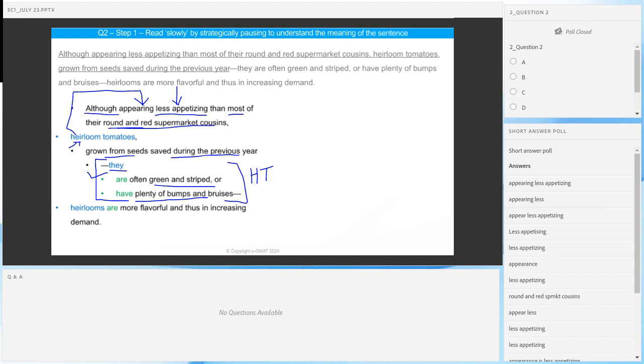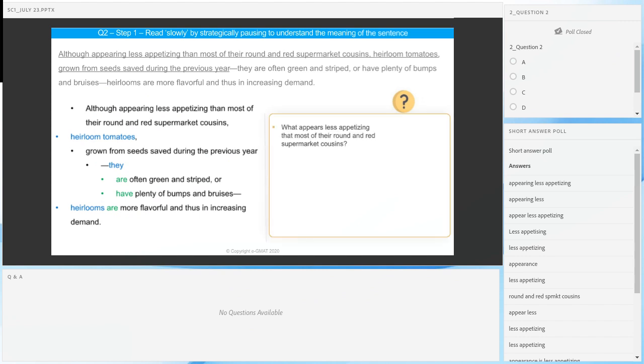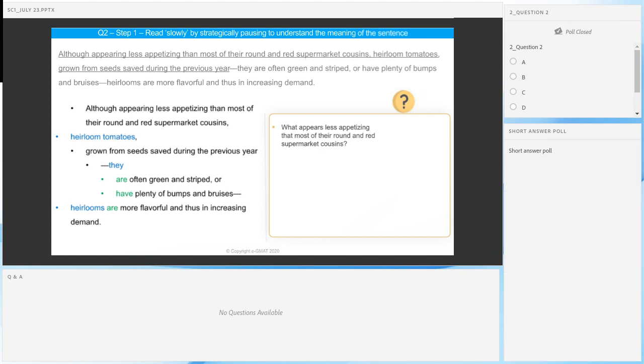Okay, the last bit of the sentence says, heirlooms are more flavorful and thus in increasing demand. Let me move on to my next slide where we have a few questions for you. Let's now answer these questions. What appears less appetizing than most of their round and red supermarket cousins? HT, of course, we do understand that bit. Let me clear all answers here and shoot another question at you. What are grown from seeds saved during the previous year? HT, yes, of course, no doubts about that.